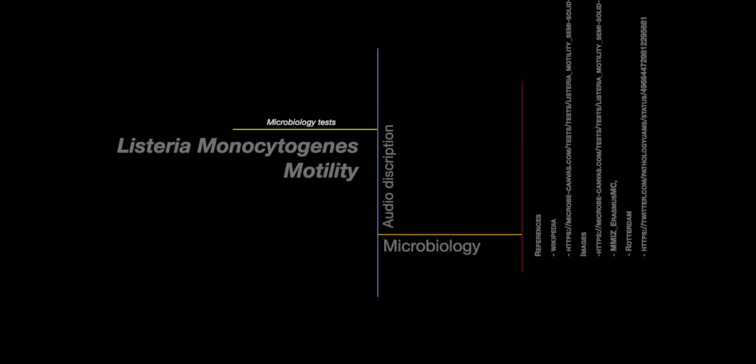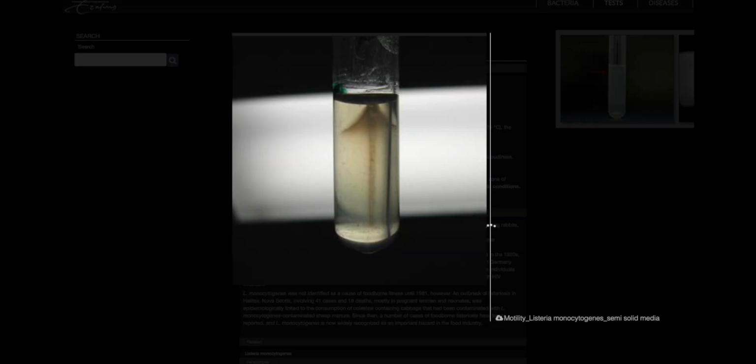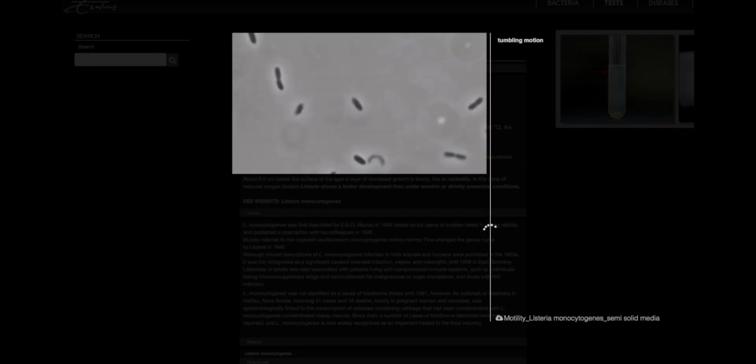Motility of Listeria monocytogenes. Listeria monocytogenes is a bacterium that exhibits characteristic tumbling motility. This motility is facilitated by peritrichous flagella, which are numerous hair-like structures that protrude from the bacterial cell. However, the expression of these flagella is temperature dependent.